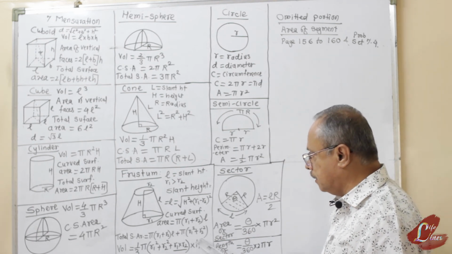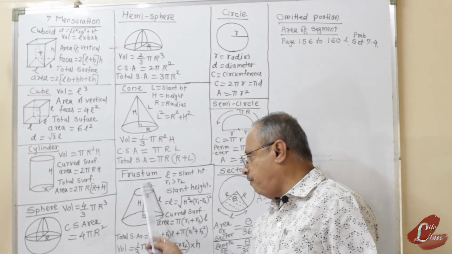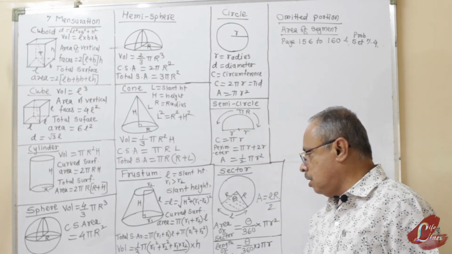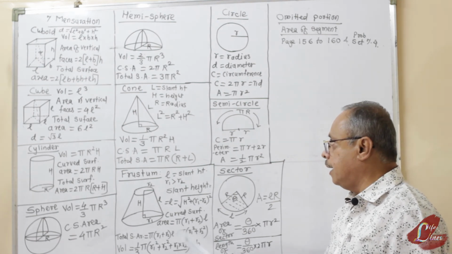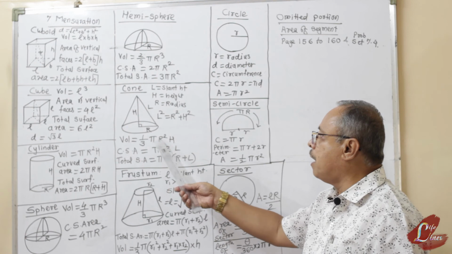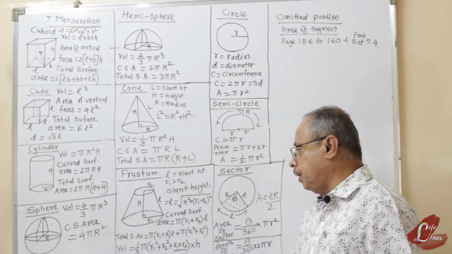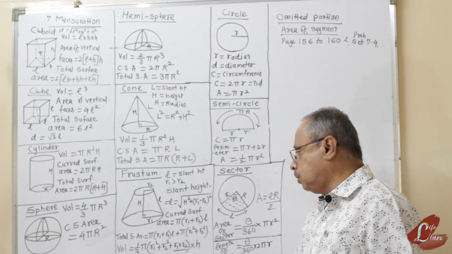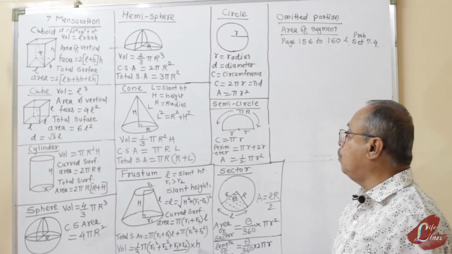To remember this is very simple. And in the volume of frustum, there is r1 into r2, this portion extra, instead of 1/3 pi r square h. If you substitute r1 and r2, it becomes 1/3 pi into bracket r1 square plus r2 square plus r1 into r2, into h.